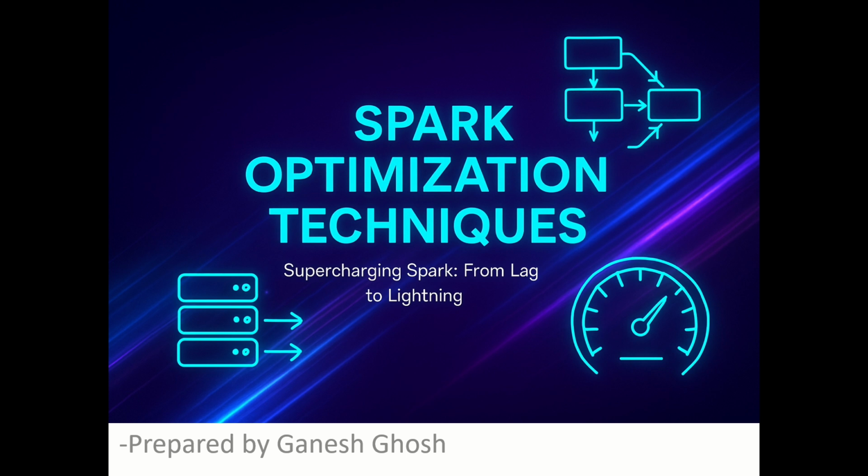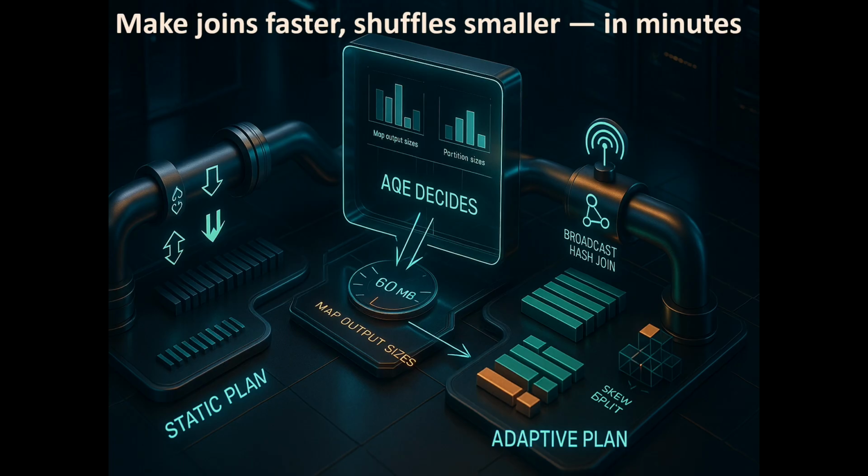So we are continuing our Spark optimization technique video series, and today we are going to discuss AQE, that is adaptive query execution. Last day, while discussing catalyst optimization, we discussed rule-based optimization and cost-based optimization. Along with that, we had discussed a point, that is AQE, adaptive query execution, in the catalyst optimization. Now we are going to discuss that topic in brief.